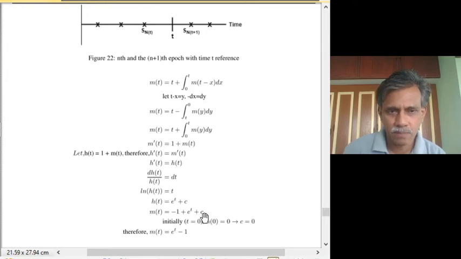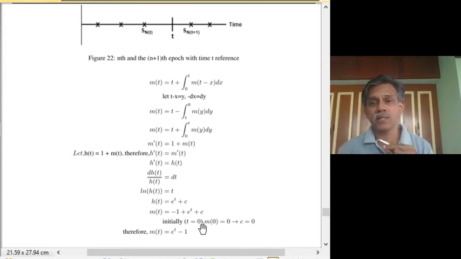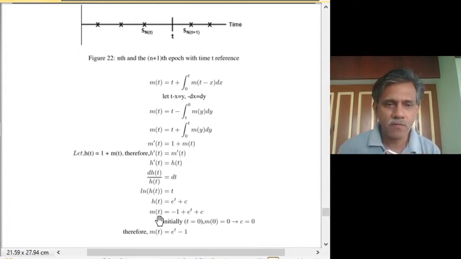To find this integration constant, we can evaluate this at t is equal to 0. At t is equal to 0, m of t is the number of renewals in the interval 0 to 0, which has to be 0. So m of 0 is 0. e power of 0 is 1. Minus 1 plus 1 becomes 0. So c becomes 0. Therefore m of t is nothing but e power of t minus 1.